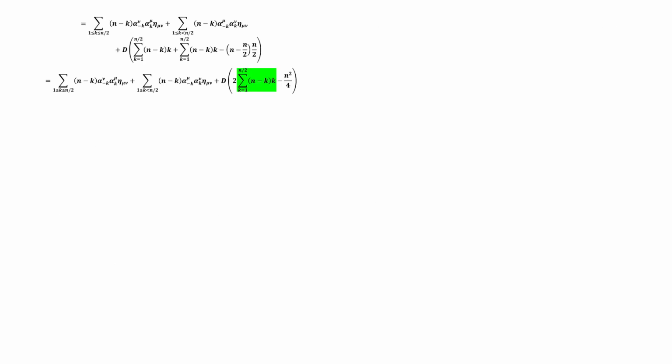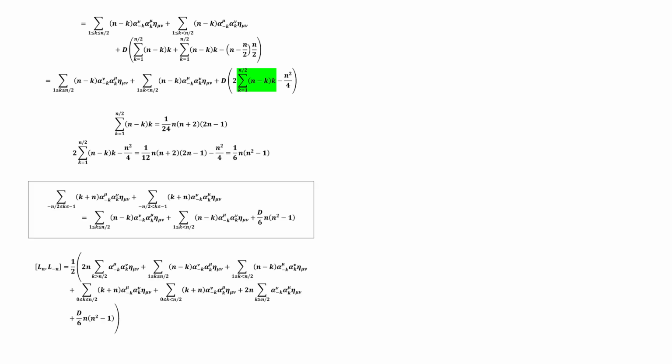Simplifying then produces this. Entering the highlighted sum into the website Wolfram Alpha gave me this result for n equal to any integer, even or odd. We can therefore refactor the quantity in the big parentheses as follows. Inserting this into the expression we've been manipulating gets us this. We can then insert this whole thing back into our commutator.